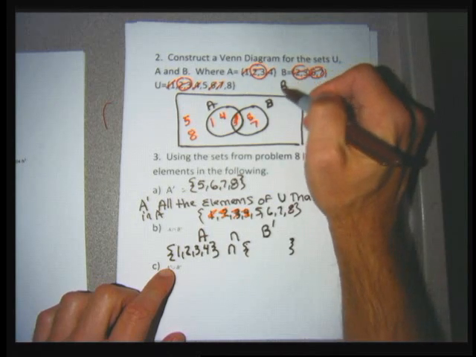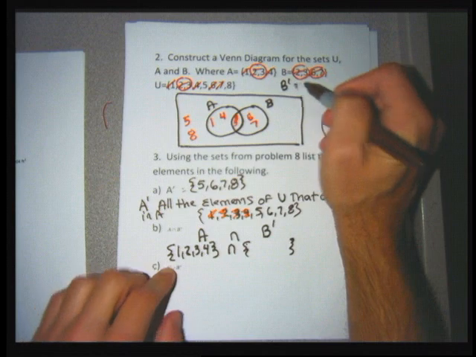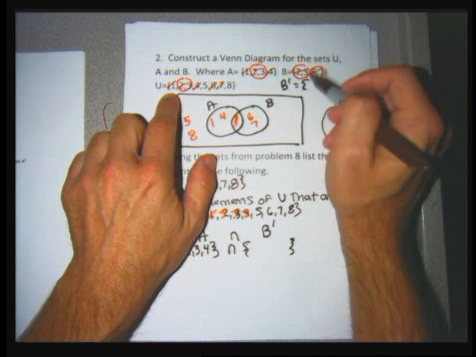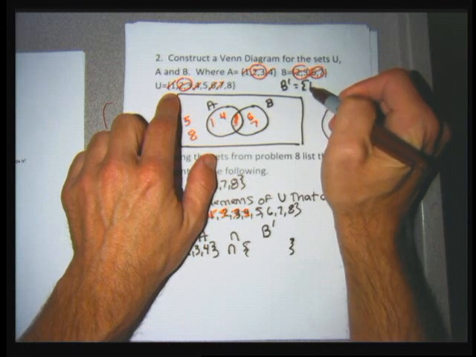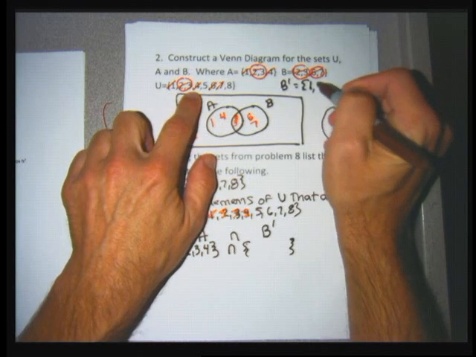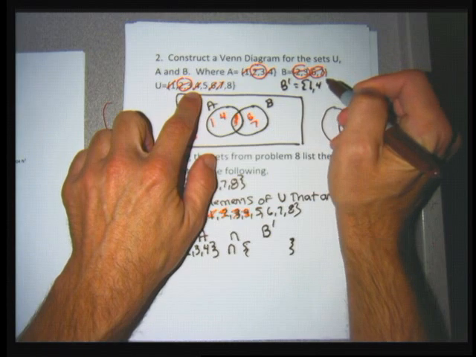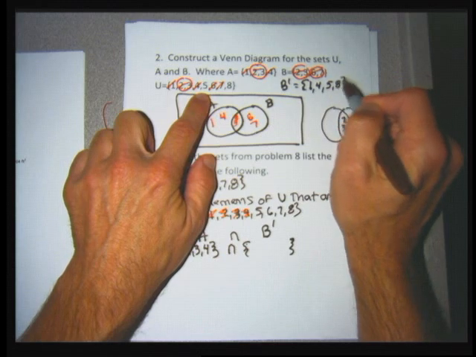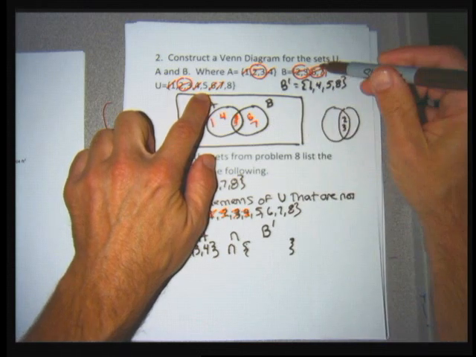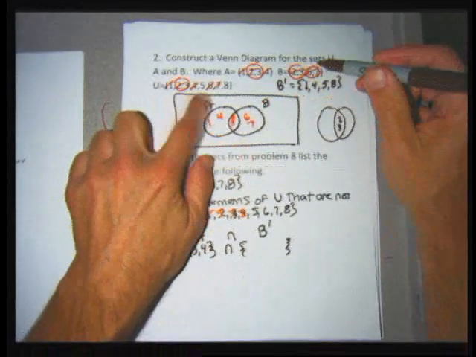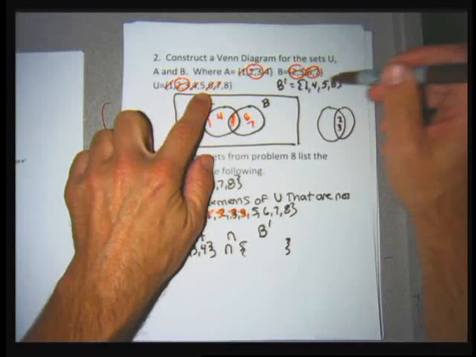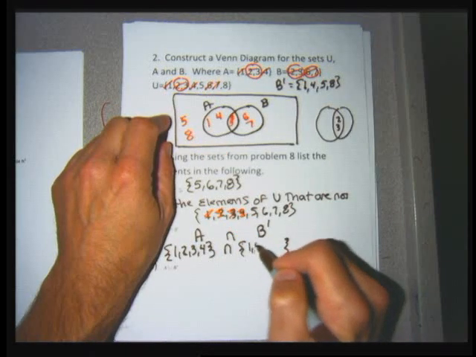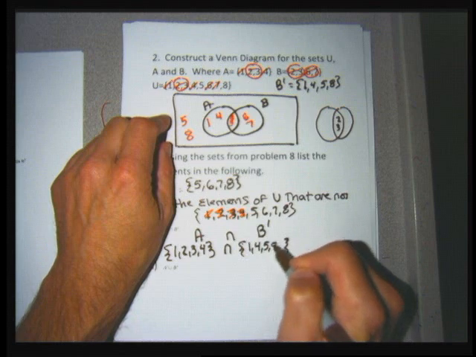B has the numbers 2, 3, 6, and 7. B prime has all the numbers in the universe that aren't in B. So 1 is in the universe, it's not in B, it has to be part of B prime. 4 is in the universe, it's not in B, so it's part of B prime. 5 and 8 are also in the universe, but not in B, so they're in B prime. So B is the numbers 2, 3, 6, and 7. That's 4 numbers. There's 8 numbers in the universe. The other 4 numbers that aren't part of B are in B prime. So B prime contains the numbers 1, 4, 5, and 8.